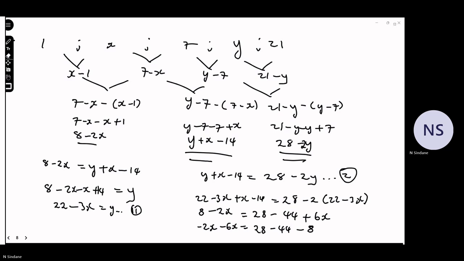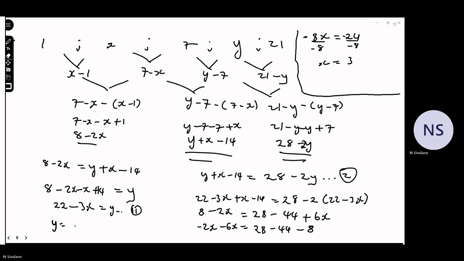Then if I say 28 minus 8, I'm going to get 20. And then 20, this is negative 8x is equal to 24, which is also negative. Divide by negative 8, divide by negative 8, then x will be 3. x is equal to 3, right?